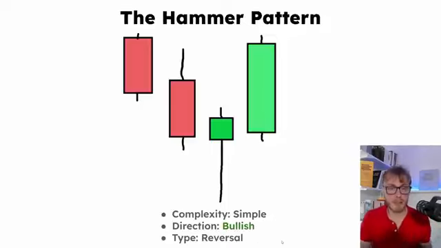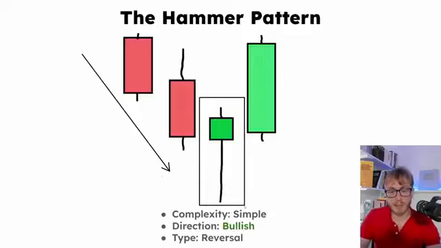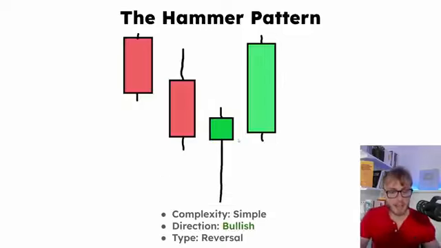So to identify a hammer pattern, what we first need to see, remember, it's a reversal pattern. So before the hammer appears, we need to see a move towards the downside. Then the actual hammer appears, and that is this candle right here. To find a valid hammer pattern, what we're looking out for is a small real body, like right here, and we're looking out for a long lower wick.